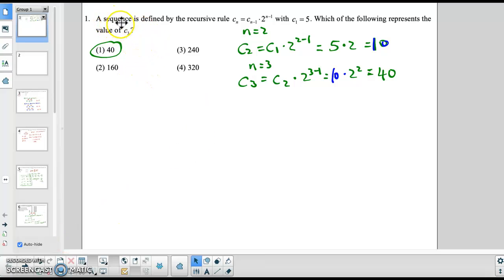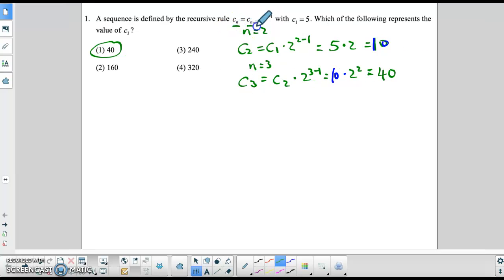So in these questions, they give you a recursive rule. That means the rule or formula shows you how to get the next term by using the previous term, right? The next term equals the previous term. Why do we know it's a previous term? Because you have an n minus 1. Because n minus 1 is the term before n. Okay.